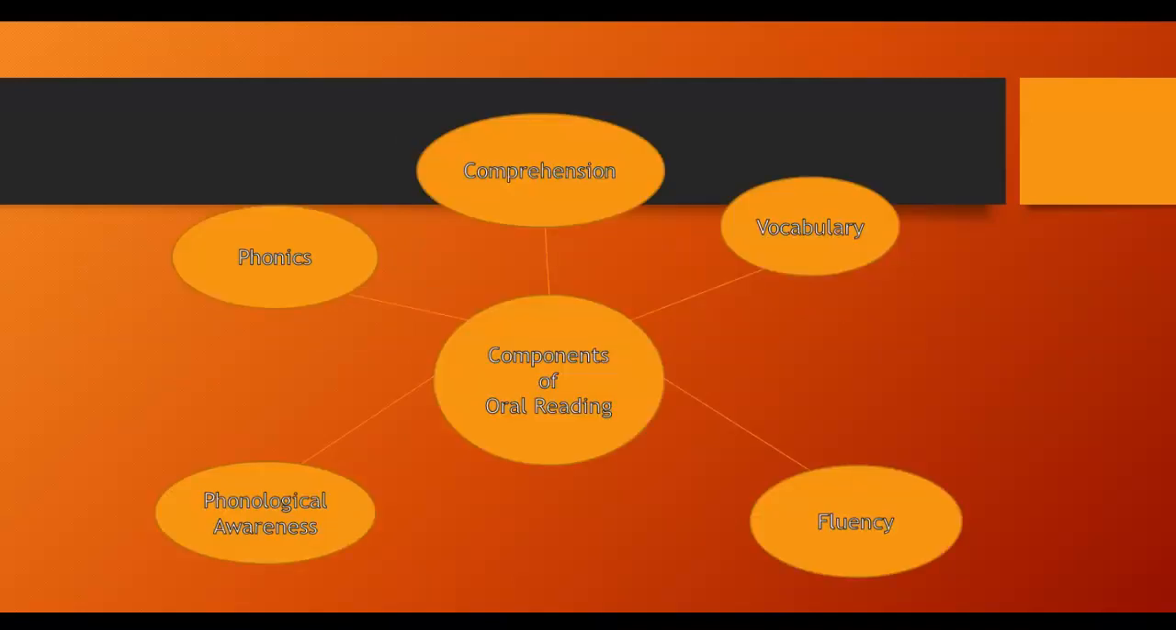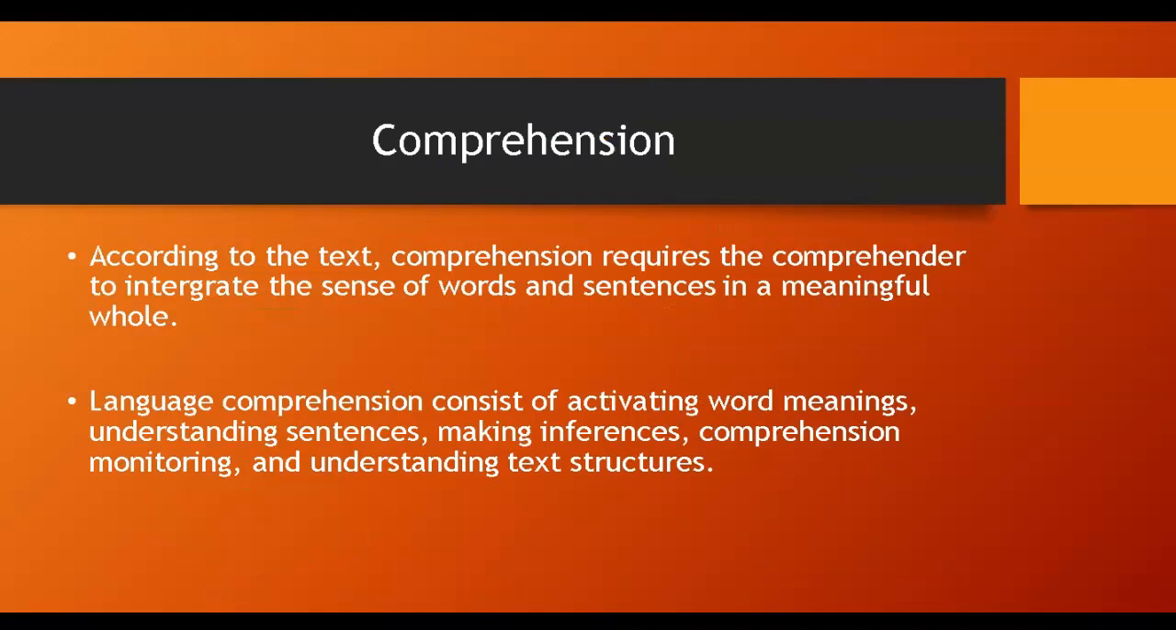There are five components of oral reading, one being comprehension, the next one being vocabulary, fluency, phonics, and then phonological awareness. So let's first start off with comprehension.